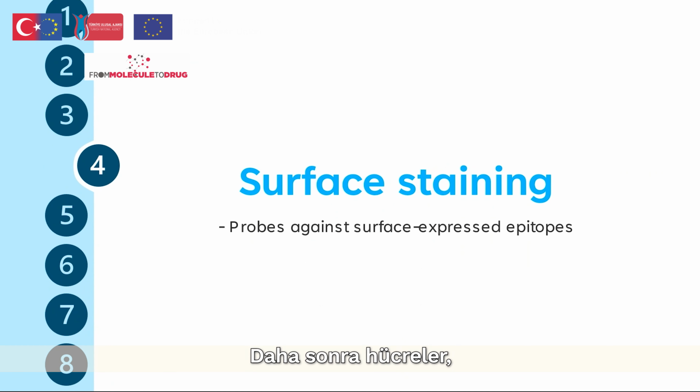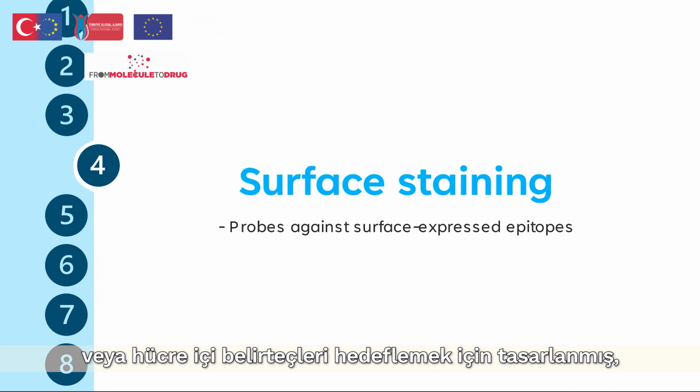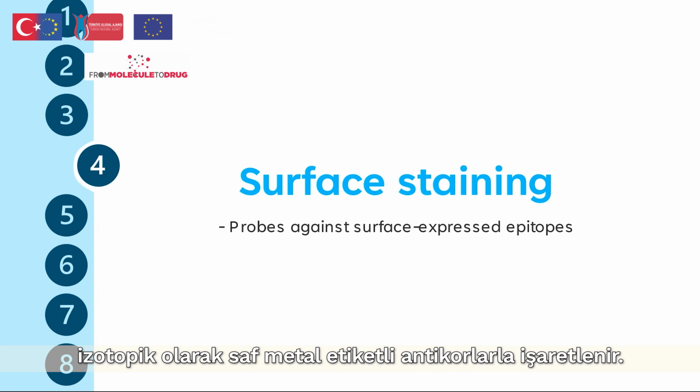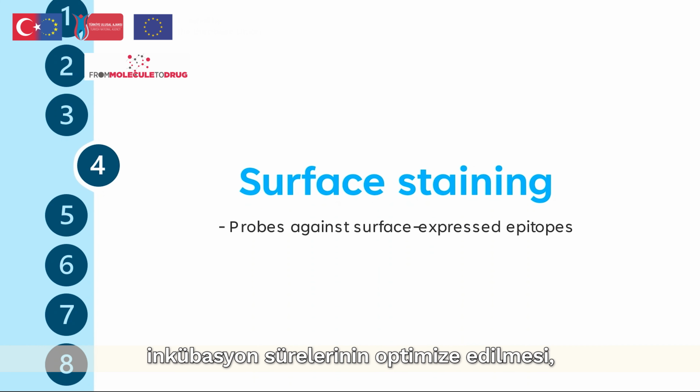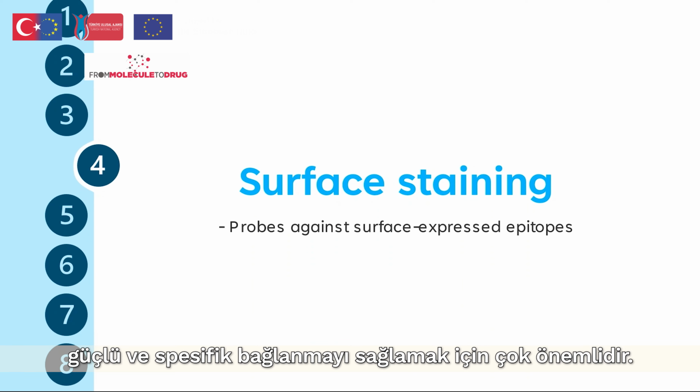Cells are then labeled with isotopically pure metal-tagged antibodies, each designed to target specific cell surface or intracellular markers. The optimization of antibody concentrations and incubation times is crucial to guarantee robust and specific binding.